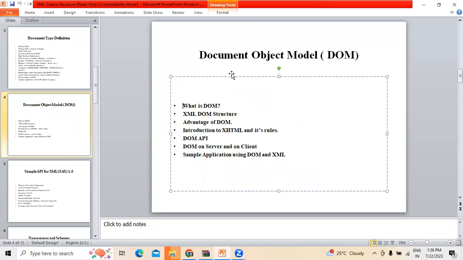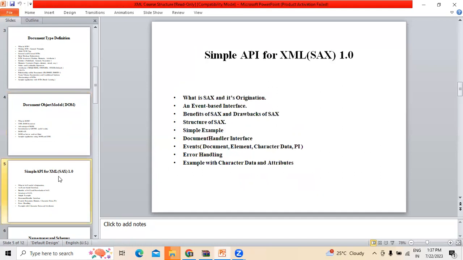Followed by this, we must know about the DOM server and clients. At the same time, sample applications using DOM, XML, all that. So this is all we are talking about with DOM, which is called document object model, is what we are going to discuss.